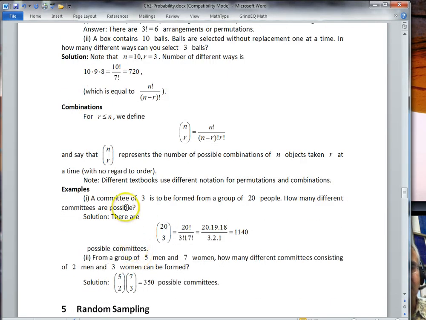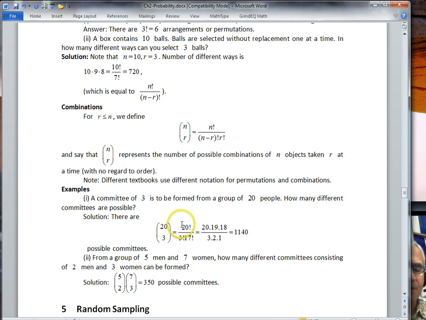So combinations. Now a committee of 3 is to be formed from a group of 20 people. How many different committees are possible? It doesn't matter really in which order the 3 are selected. If that's the case, that would be 20 choose 3, or 20 factorial over 3 factorial times 17 factorial.